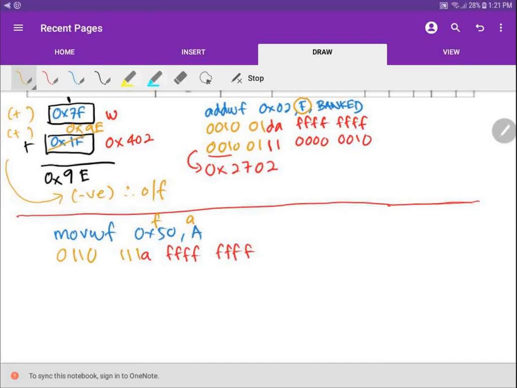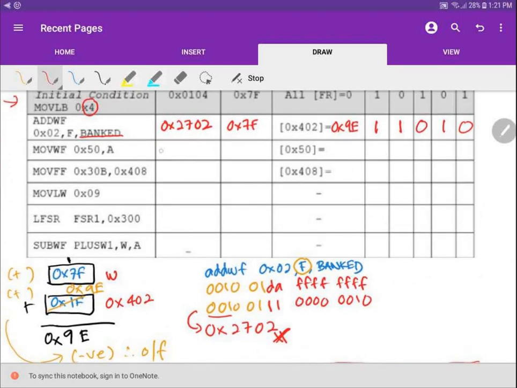So now let us fill in the values. 0110111A. What's the value of A? If it's you, we put access bank, 0. And what is the 8-bit value? This is 5, so it should be 0000, and we leave it in hex. So what's the first digit? 6750, right? Correct? So we write here hex 6750.